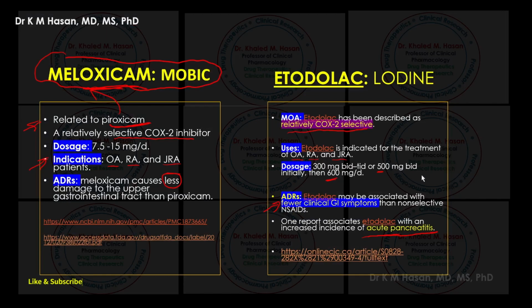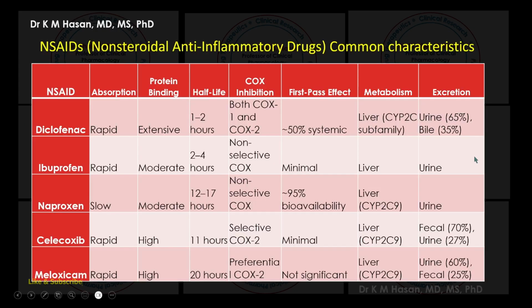Okay, so we covered three medications belonging to the selective COX-2 inhibitors. We use them for arthritis. At the end of this lecture, I'm going to share with you a comparative study table to compare diclofenac, ibuprofen, naproxen, celecoxib, and meloxicam.